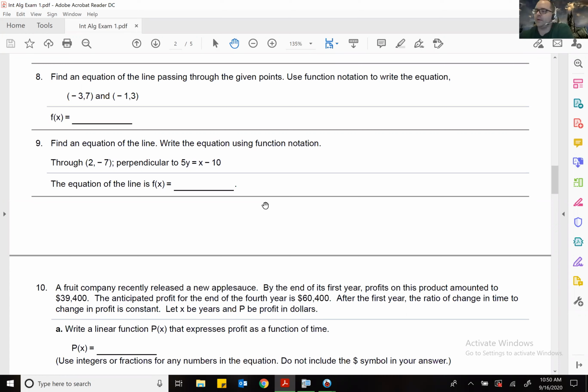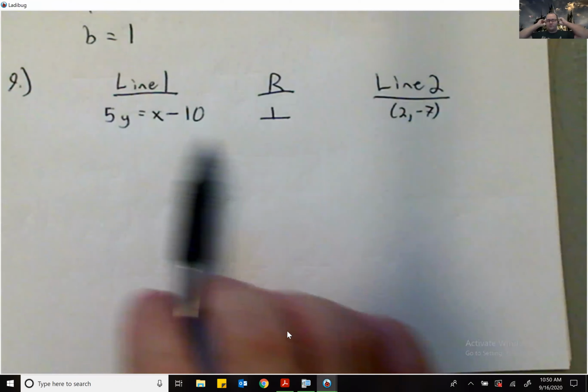Perpendicular. What goes under line 2? The point 2, negative 7. There you go. So this is what we now know, and this is all the information you need.